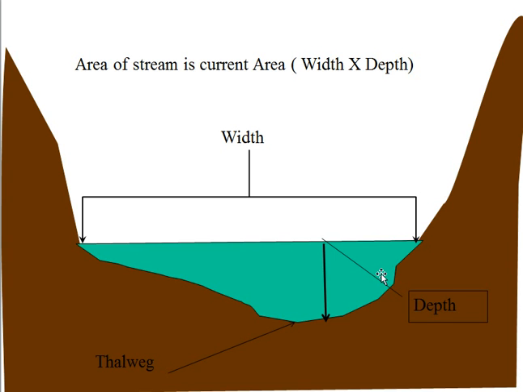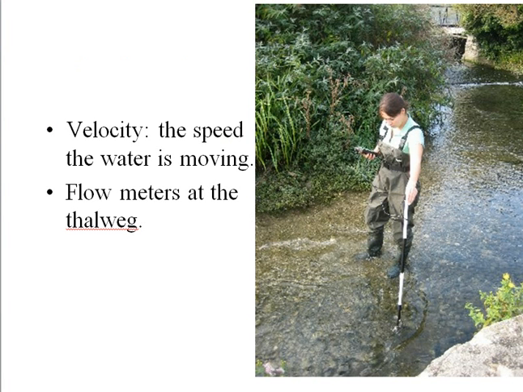So in order to understand how much work a stream could do, you need to be able to measure the width of the stream and the depth of the stream at the thalweg, and that gives you kind of the area of the stream. The other variable that you need to understand the work capacity of a stream is the velocity, or the speed that the water's moving.